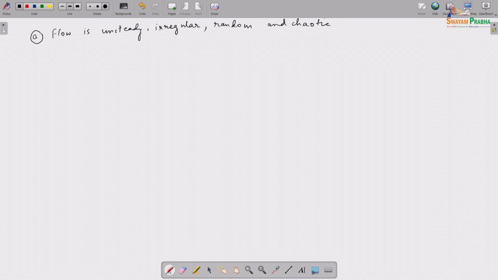Well, chaos is actually a physical phenomenon. I use the word chaotic basically as an English word here. So the flow is unsteady, it is irregular, it is random, it is chaotic.